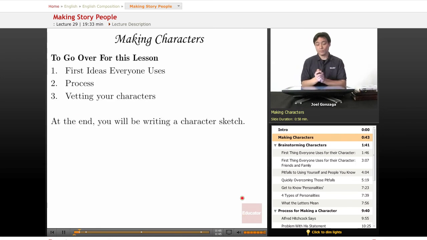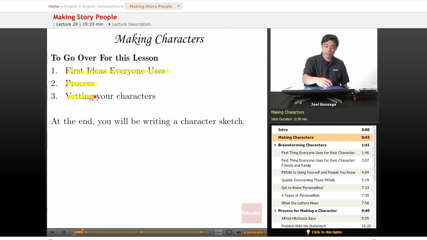So, what are the things that we're going to be going over to learn how to create characters? Well, they're the first ideas that everybody uses. Any writer uses these first couple things. Again, this is just to get you started, and it will feel very natural and very simple. There is also an interesting little process that I've learned that'll help you make characters and make sure that these characters aren't too deep.